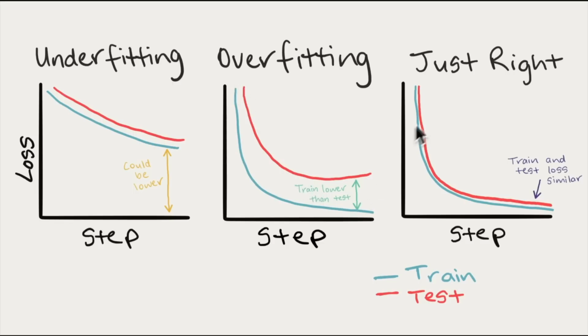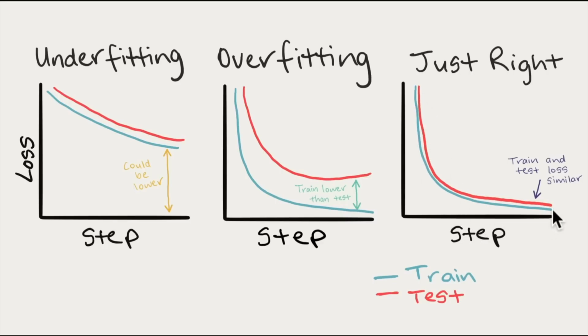So this is where we come to the just right curve, where ideally we want our training loss to reduce as much as our test loss. Quite often you'll find that the loss is slightly lower on the training set than on the test set. That's just because the model is exposed to the training data and it's never seen the test data before.